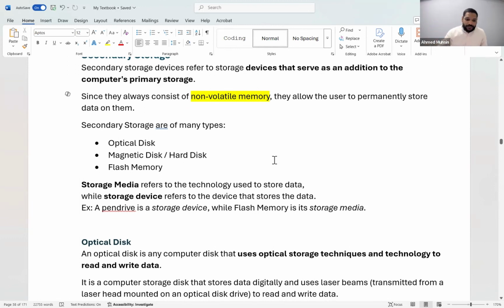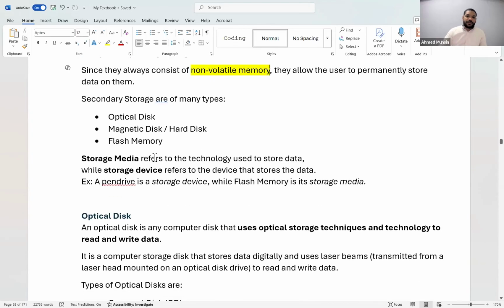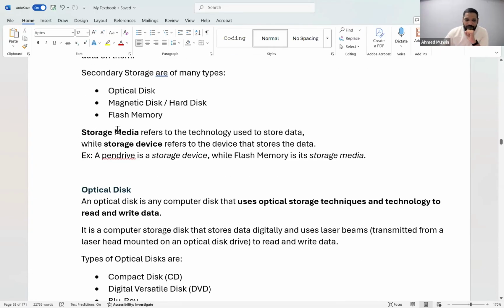Right. Can you guys come to the three types I have mentioned over here? Boys, you have optical disks, you have magnetic disk, you have flash memory. These are the types that we are going to be going through. Now there are two words I want you all to know about. Can you all read the first word? We have something called storage media. Storage media refers to the technology. Everybody okay with this? When I say storage media, I'm talking about technology.